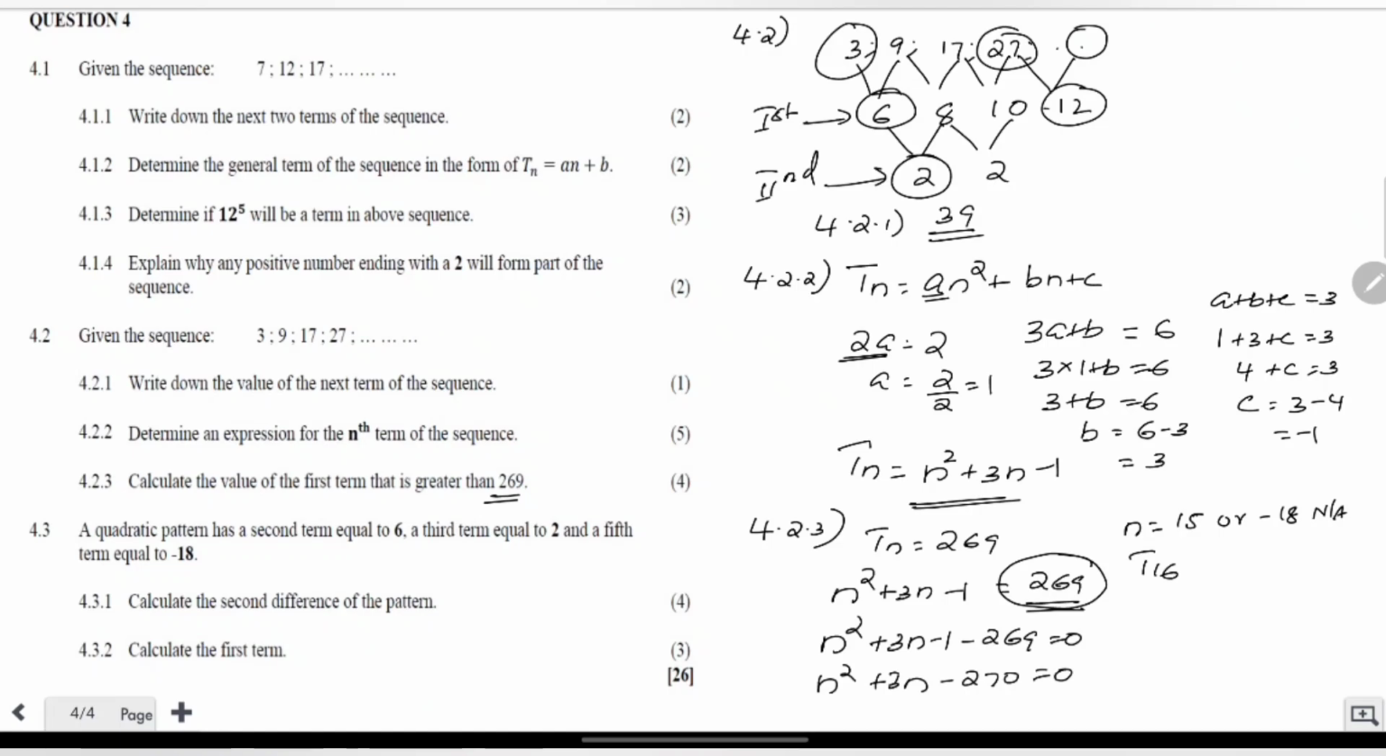So go to the formula and replace n with 16. What is T16? This is the formula, isn't it? Replace n with 16. That is 16 square plus 3 times 16 minus 1. When you use that in the calculator, it will give you 303. That is the next term after 269. Clear? That's how we do it.